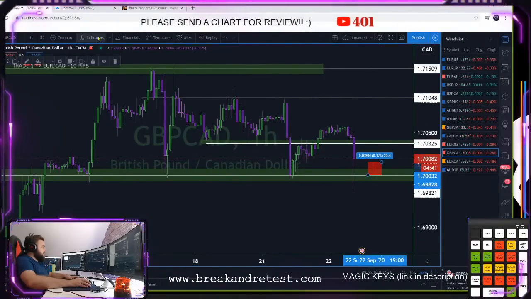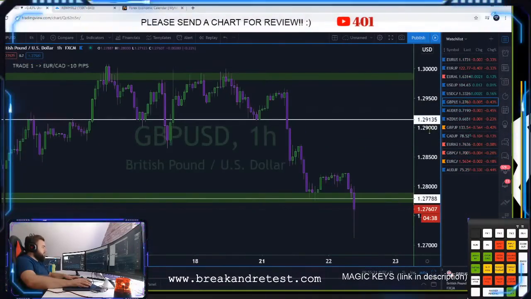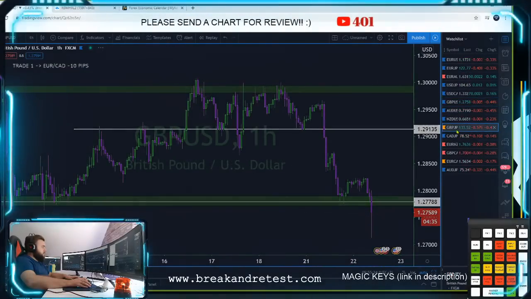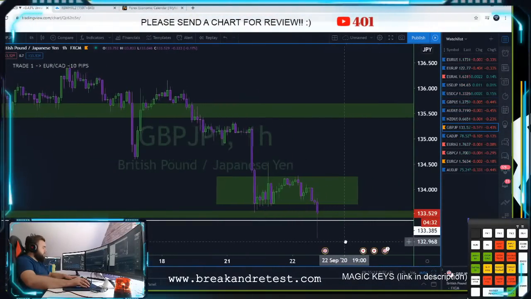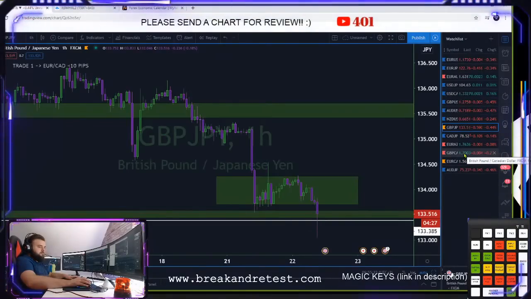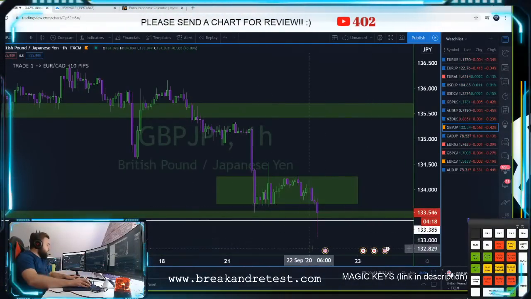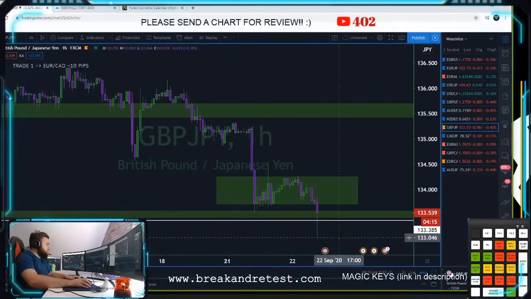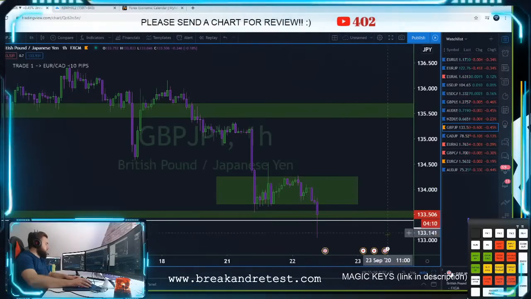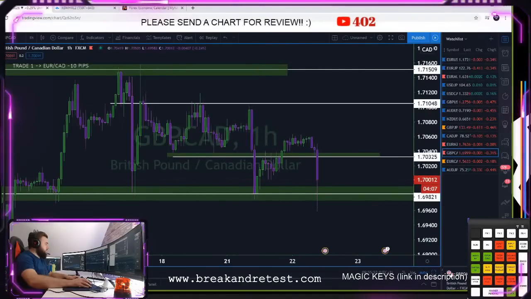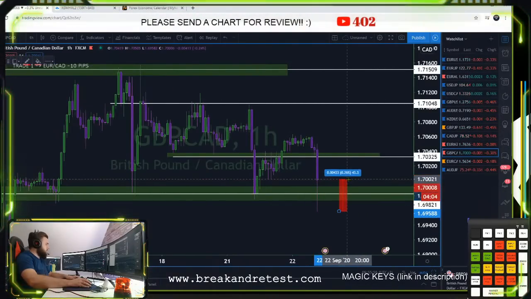Wow, look at GCAD. What happened? Yeah, seems like they're all retracing hard. Seems like we're gonna have some weird moves. It retraced all the way up, 50 pips retrace. Wow, this is pretty big. Look at GCAD. GCAD even more. Yeah, 40, 50 pips almost.